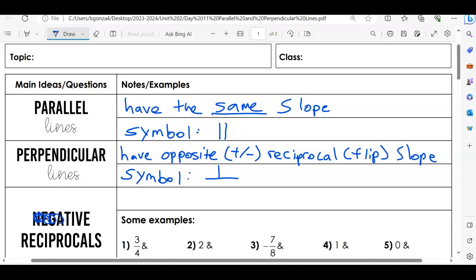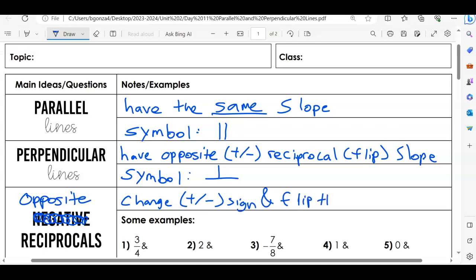Now, on your notes, right here, it says opposite already, okay? So don't scratch it out. Yours already says opposite. You're good. Yours is right. Mine said negative, but we'd rather use the word opposite so you know that it changes. So to find the opposite reciprocal slope, like we just said, you change the positive, negative sign and flip the fraction. Cool.